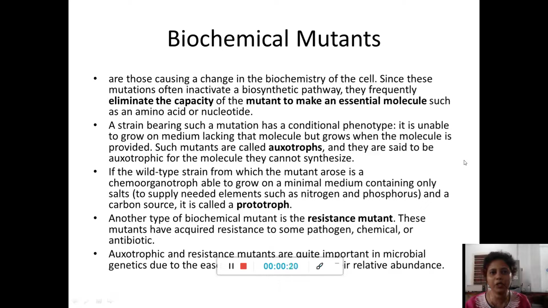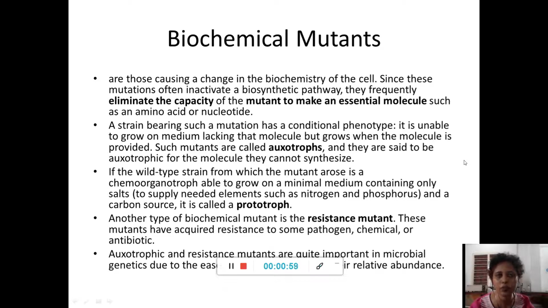A biochemical mutant is a mutant which undergoes some mutation and then loses the ability to synthesize a particular essential molecule such as an amino acid or a nucleotide. So, as a result, if you grow them in a type of media which lacks that essential nutrient, they will not be able to grow in that media. The mutants which are unable to grow on a media lacking that molecule, but grow when the molecule is provided, are referred to as auxotrophic mutants. And they are said to be auxotrophic for a molecule they cannot synthesize.